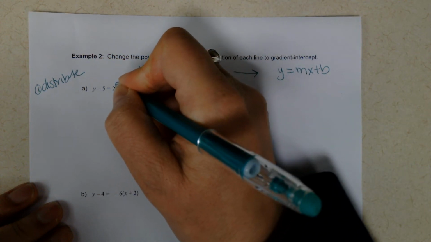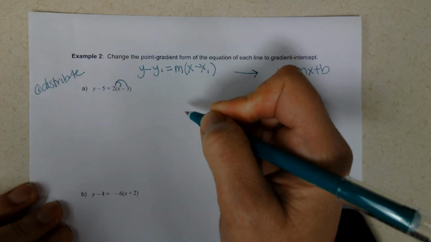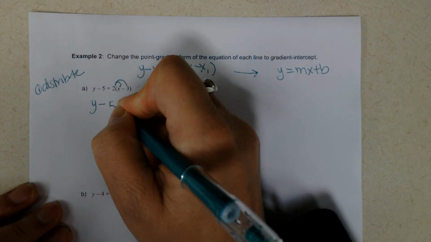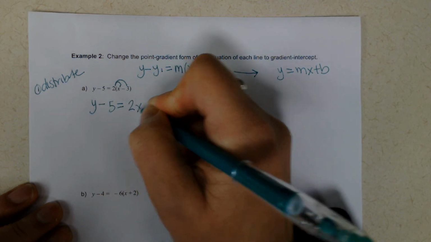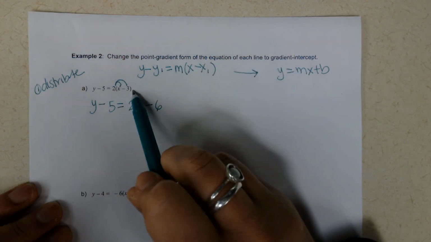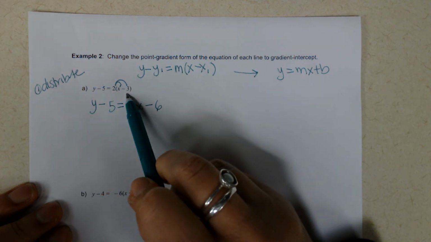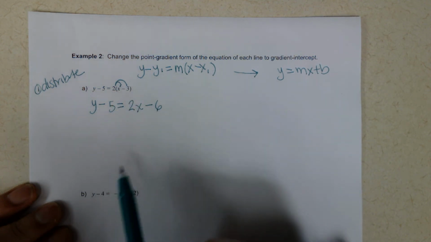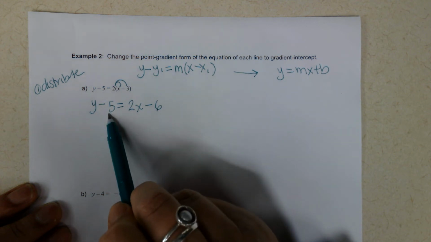So we're going to do 2 times x, 2 times negative 3. So we come out with y minus 5 equals 2x minus 6. Please do not forget to multiply this 2 by the minus 3. Okay. After we distribute, we're going to bring over the term next to the y.